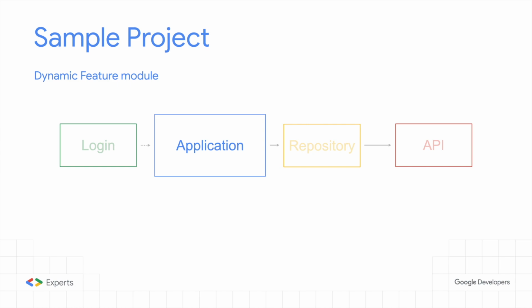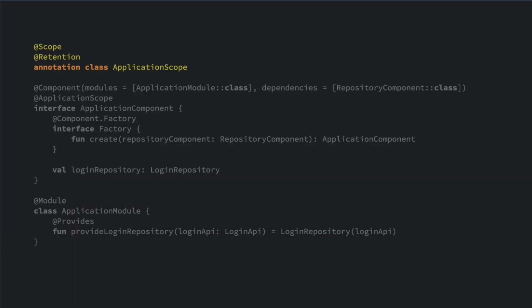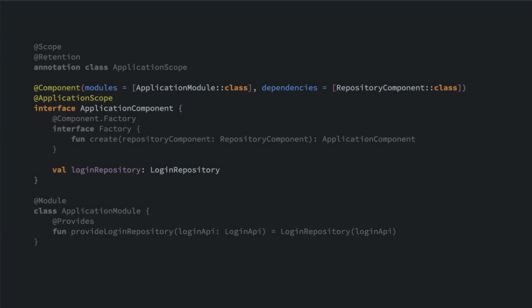Let's look at application. We have application scope on the application module. Our component depends on the repository component. If you notice, in the factory we need to provide repository components since we depend on the repository components. Again, we want to expose our login repository to the dependent components. So we include it as an abstract variable.